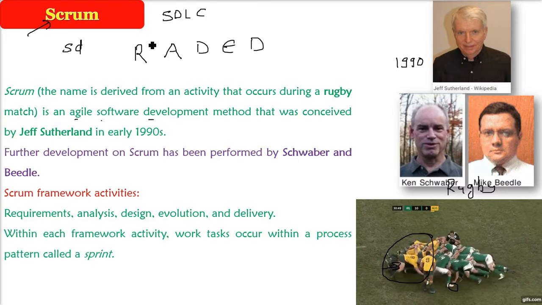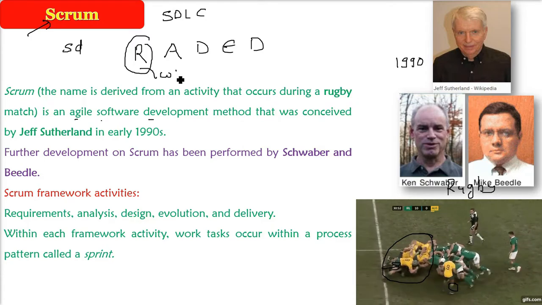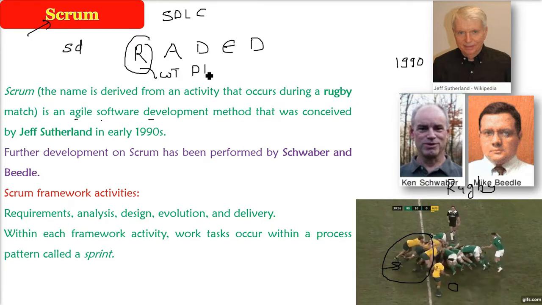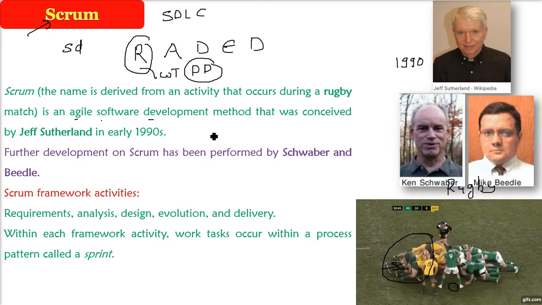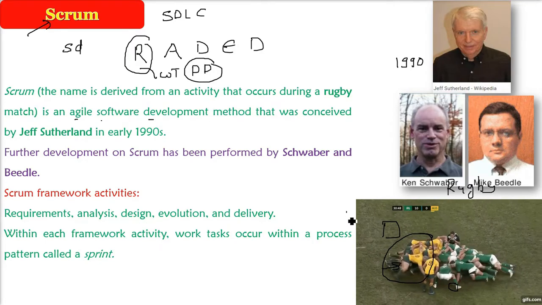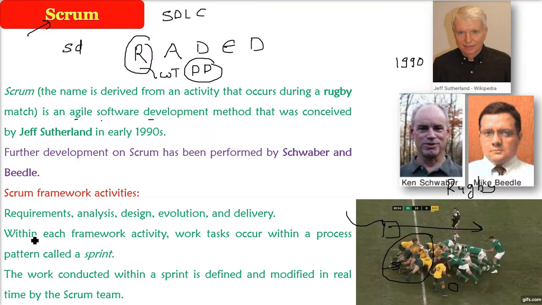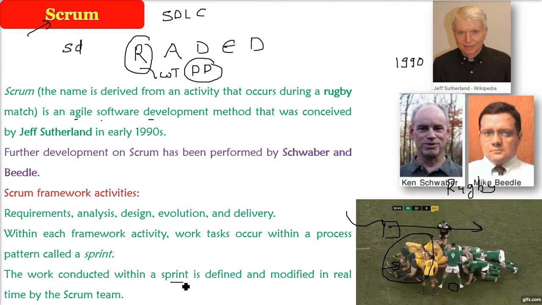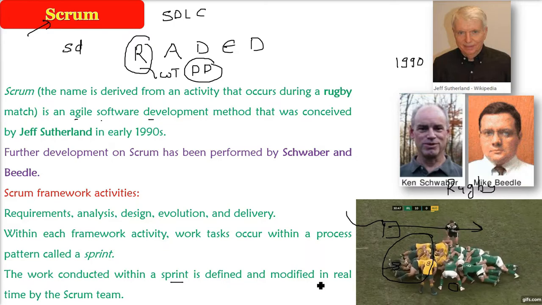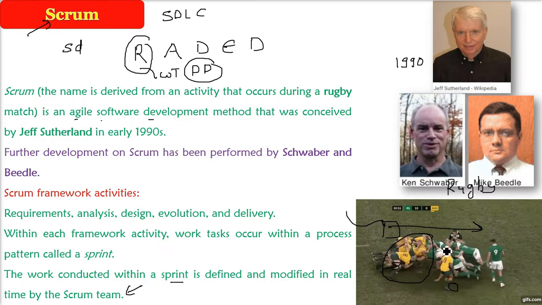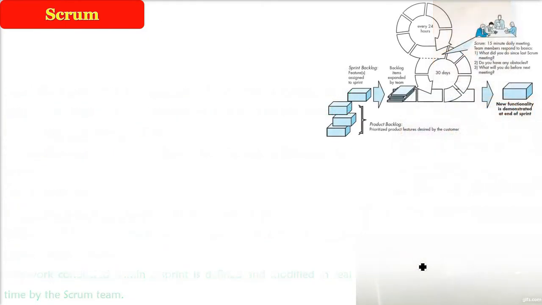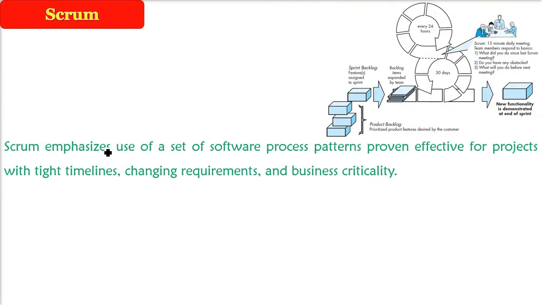With each framework activity, there is certain work, certain jobs that have to be done. And this occurs within a process pattern, and this process pattern is called a sprint. Whenever a software requirement comes, we run a sprint, and this is a process pattern. The work conducted within this sprint, or the task pattern, is properly defined, but it can be modified in real time by the Scrum team. Software patterns are already developed ways of working which you can follow, that have already been established.